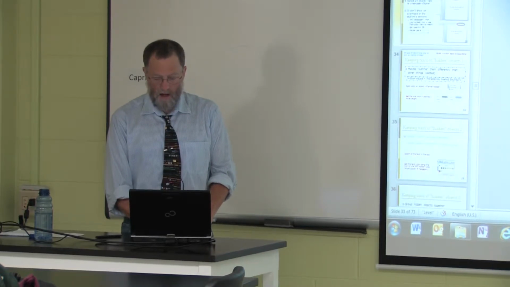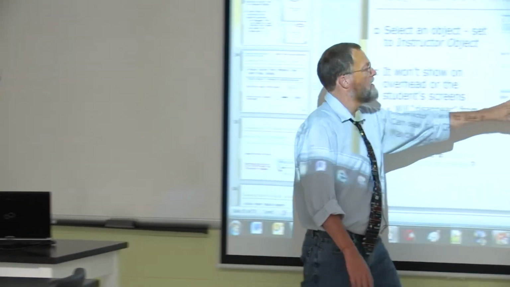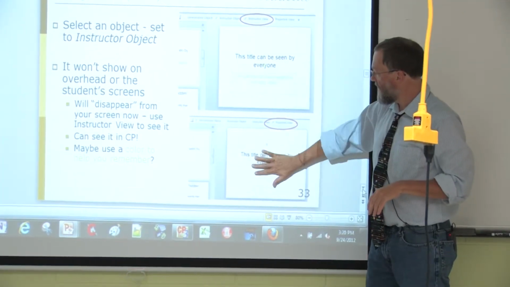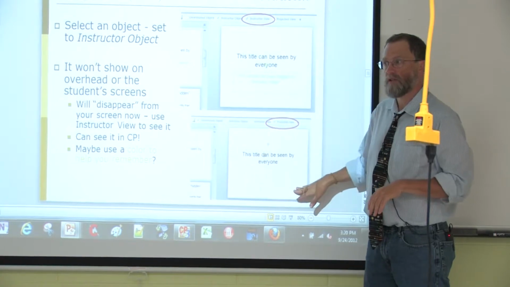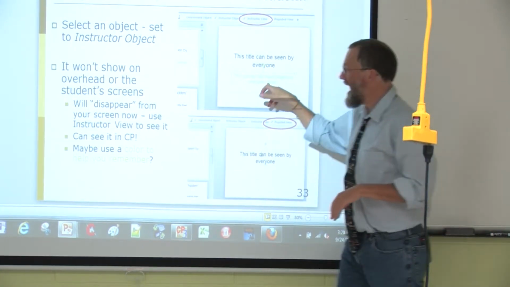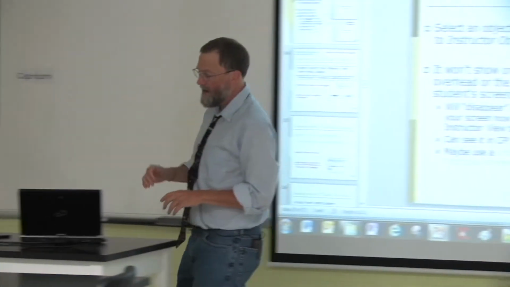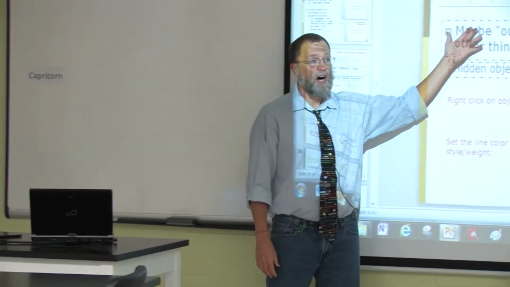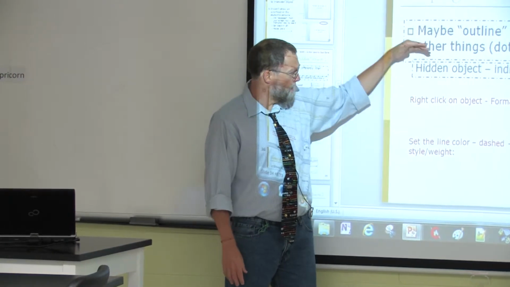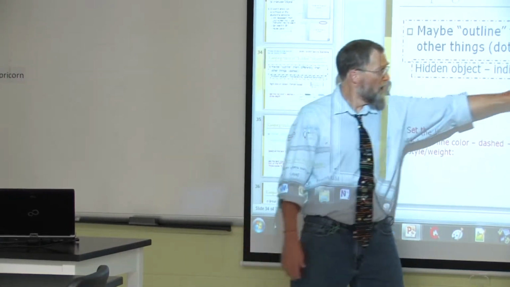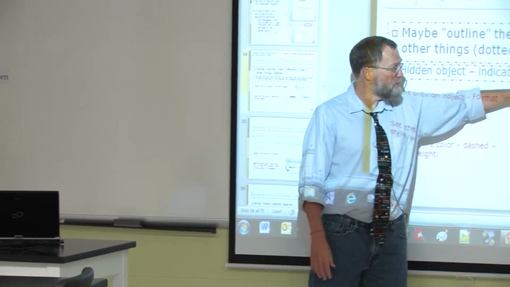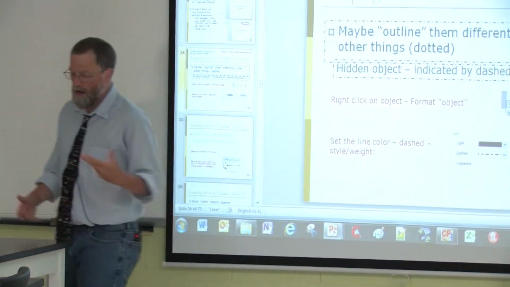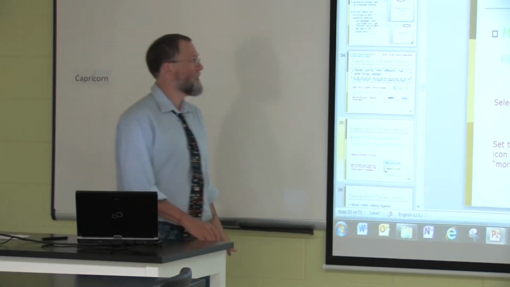Okay, so tagging: we select an object that we want to hide, tag it as instructor view, and then if we're looking at projected view, we don't see that tagged object anymore. I recommend tagging it a particular color so that you know that color is always going to be the hidden objects. You could do an outline instead, a dotted line outline if you want. Click on the object, the text box or whatever, format it, and pick a dashed line to outline it. But I strongly recommend color is probably the easiest way.